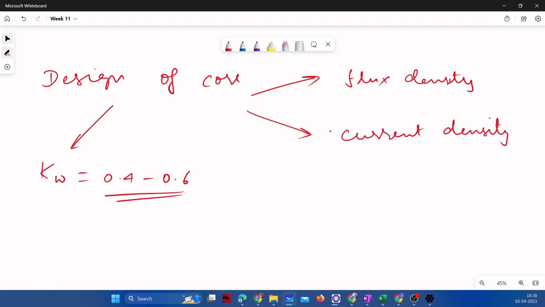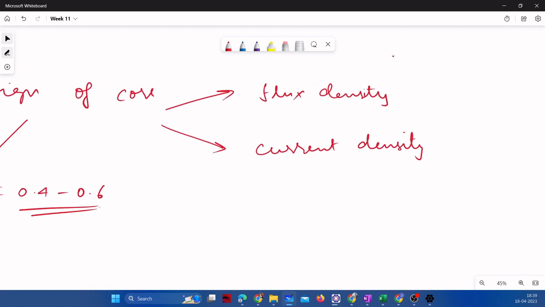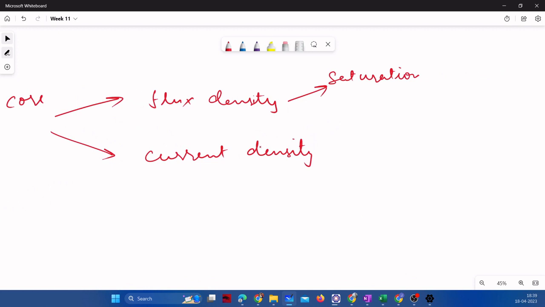So why are they so important while designing the core? Flux density gives the saturation of the core, because we cannot go more than that. For ferrites, it will be 0.1 Tesla. And for current density, that is up to 5 amperes per mm square. But you are very correct about that value 5.